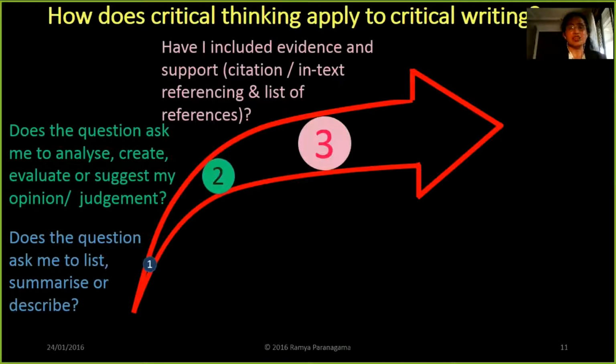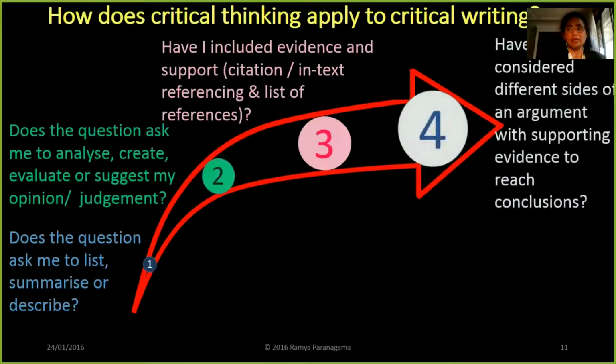That means citation or in-text referencing, by giving a list of references to show the marker or the reader I have done my part. My arguments are based on valid resources, valid arguments, and therefore I have developed critical writing. The last stage, you ask, have I considered different sides of an argument with supporting evidence to reach conclusions? Don't believe everything you read. Maybe this can be true, but that resource says it is not the case. You need to say that, okay?